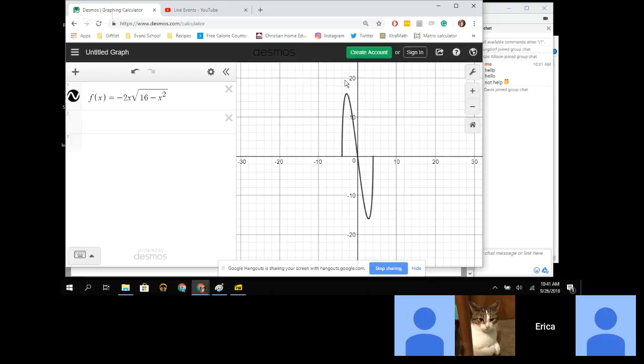Okay, so does this pass the vertical line test? Yes, so it is a function. Does it pass the horizontal line test? No. So is this a function? Yes. Is it a function that has an inverse? No.